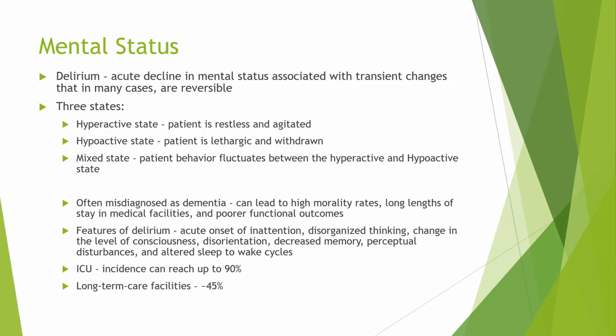Mental status. One of the things that your book talks about is specifically delirium, and delirium is defined as an acute decline in mental status associated with transient changes that in many cases can be reversible. There are three states of delirium.